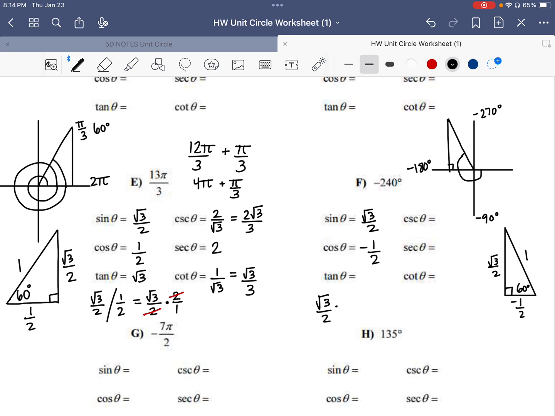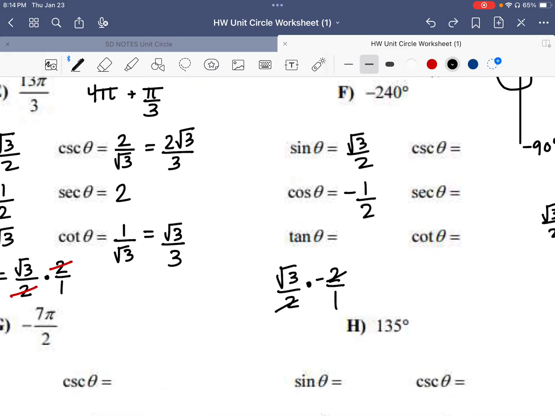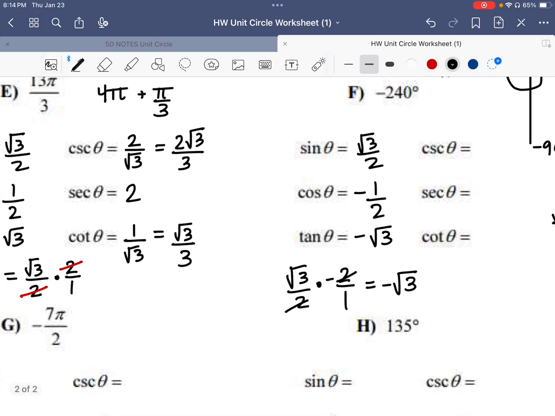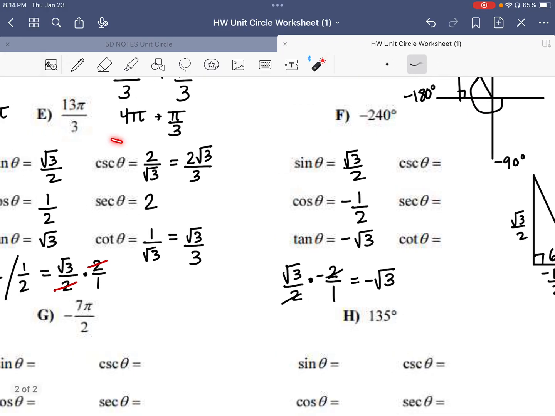that's the same thing as multiplying by the reciprocal. So you're just going to have square root of 3 times negative 1, which is negative square root of 3. So this is similar to what we did in the previous problem. It's just that we have some negatives. The cosecant is the same as this, right? It's similar to what we did here. It's 2 over root 3, which is 2 root 3 over 3.